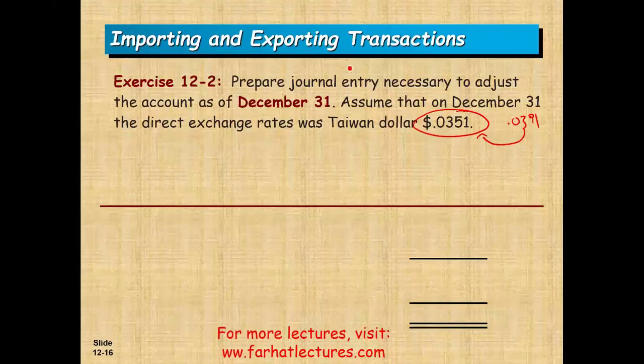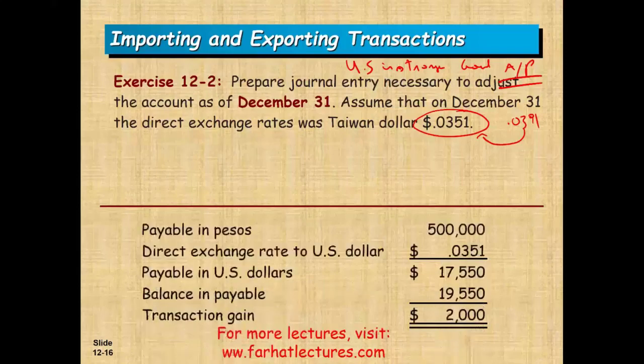Now, in this situation, the US dollar is stronger. And that's good. Why? Because we have a payable. We want to have a strong US dollar. Why? Because with a strong US dollar, we need less US dollar to buy Taiwanese dollar. Okay, so let's see how it works. So now, 500,000 times 0.0351. We only need 0.0351 to buy the Taiwanese dollar. So we need to come up with 17,550.